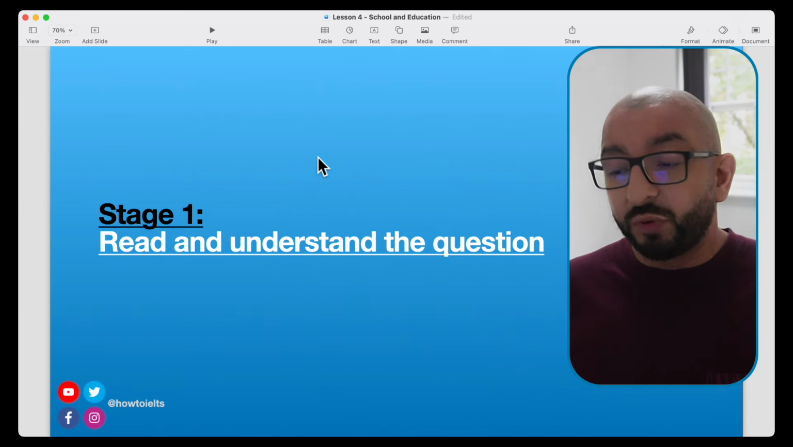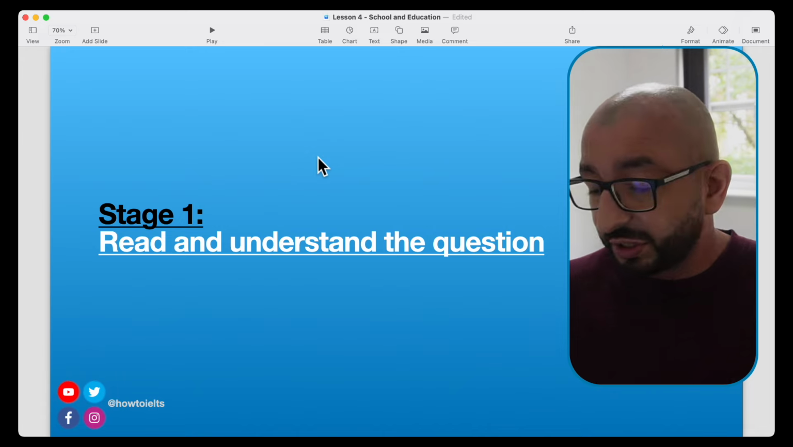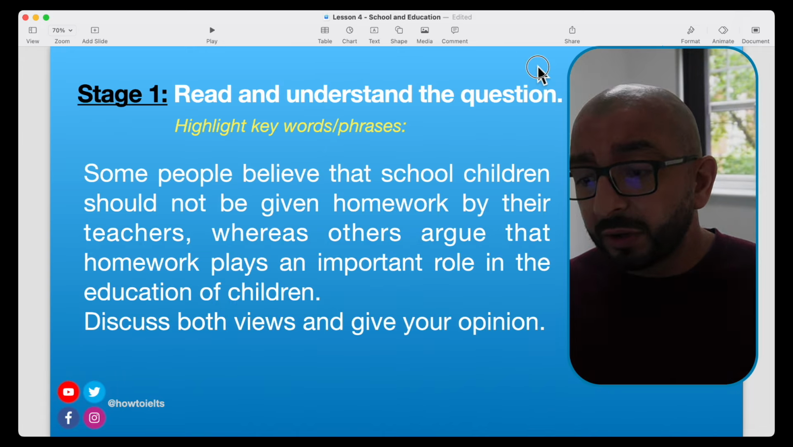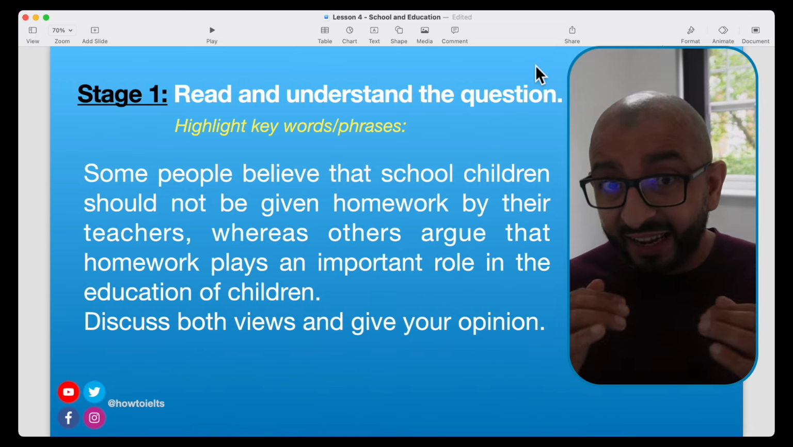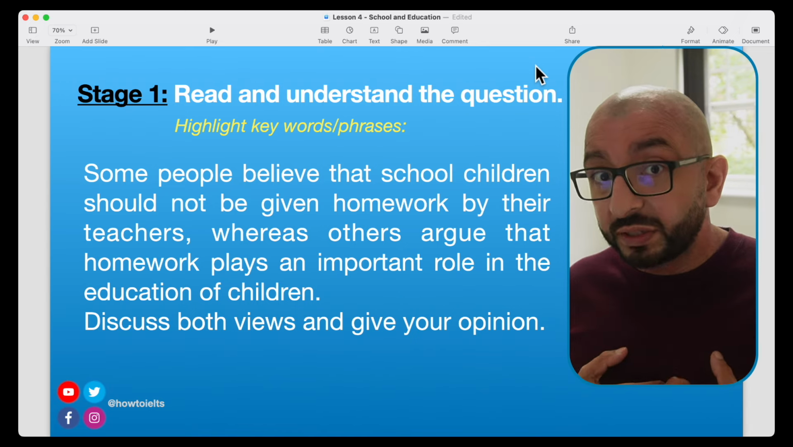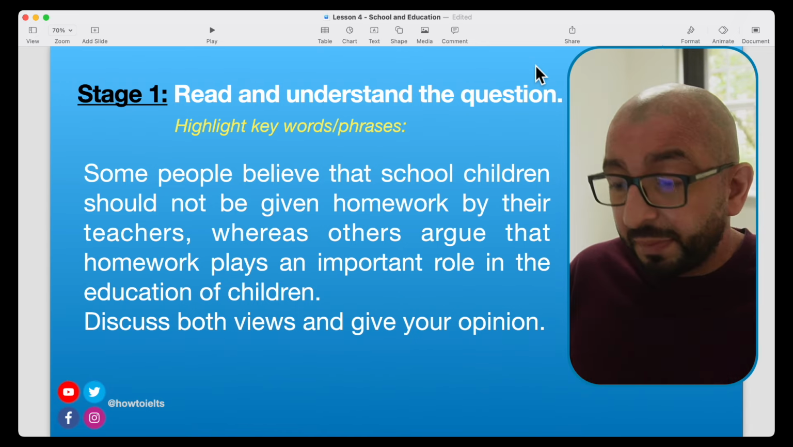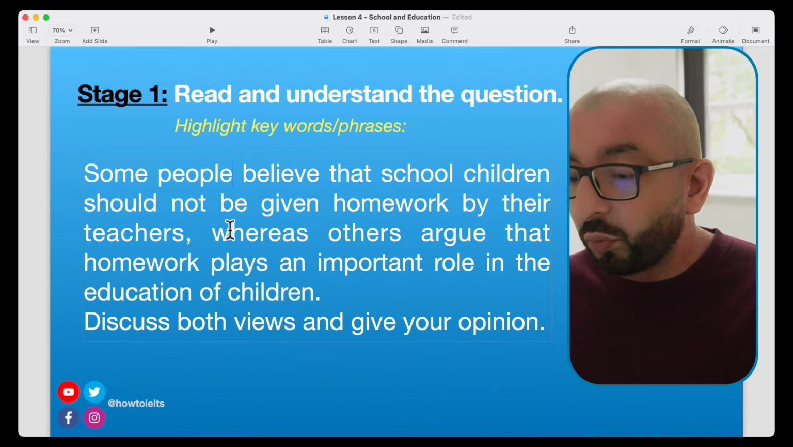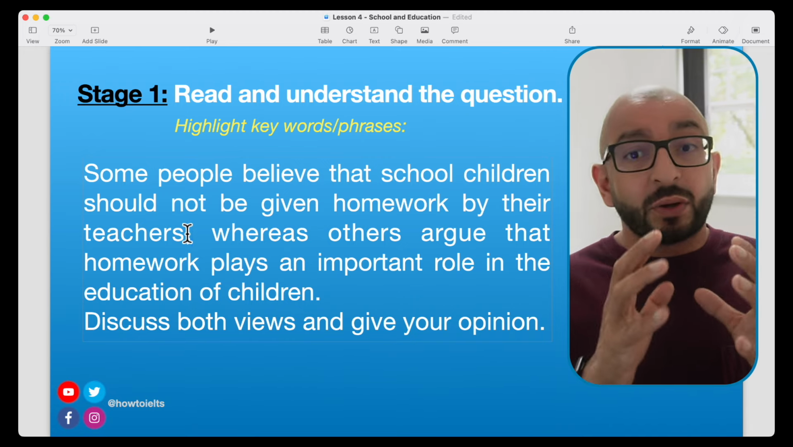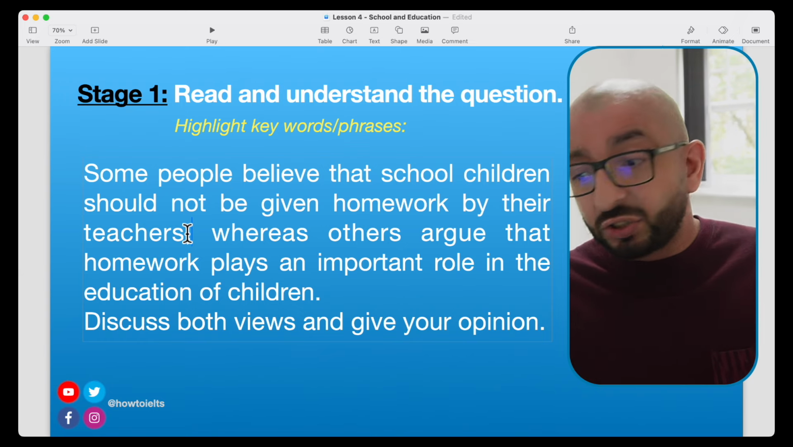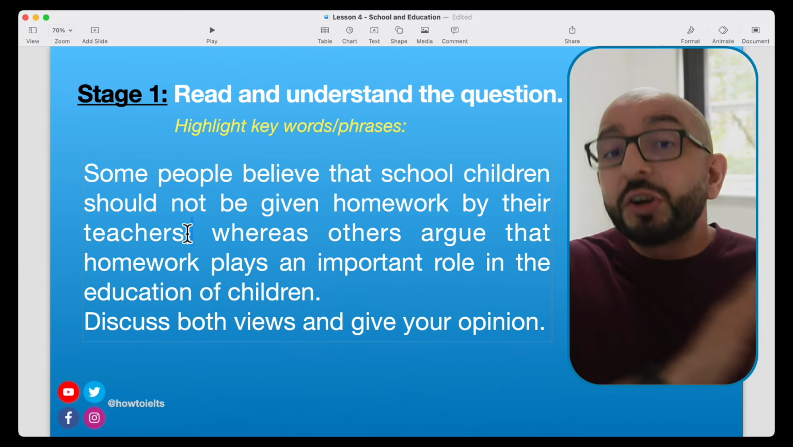So let's read and understand this question in great detail. In order for us to read this, we must highlight the important parts. You can watch me do this so you understand what I mean by the important parts. Some people believe that school children should not be given homework by their teachers. So that's one side of the argument. What is that one side? It's that some people believe that school children should not be given homework.